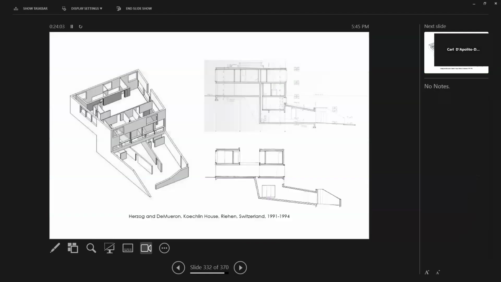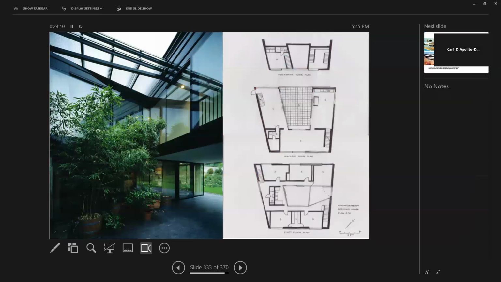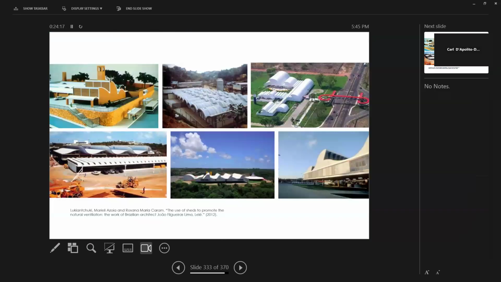This is a Herzog & de Meuron house, but it looks like a natural ventilation precedent to me. There's a big tunnel through it, so that seems like a cool possibility to me. It's a very famous house. I think it's their best house, but it's not been analyzed that way.